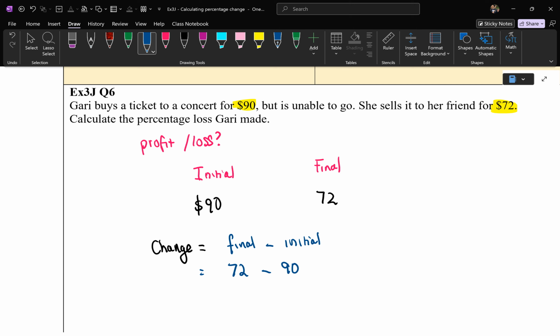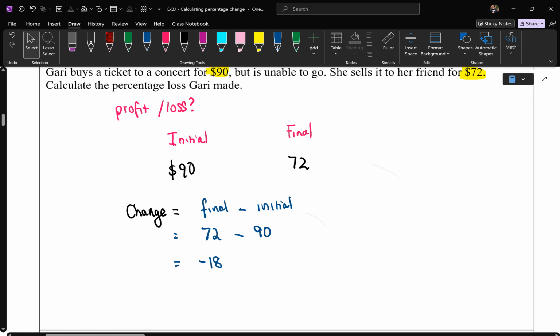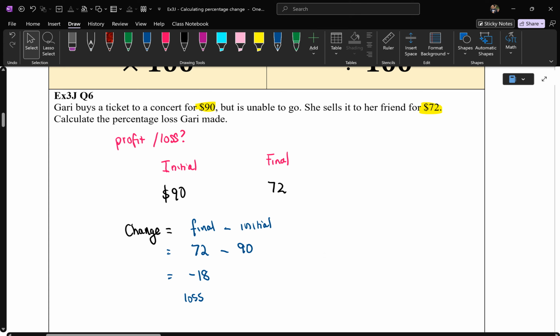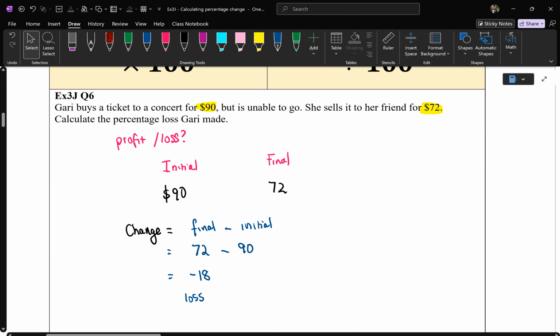Not the other way around, because if you do 90 take away 72, it's positive 18. Unless you have some logic, then you already know that's a loss. But when you're doing accounting, for example, there are a lot of profits and losses coming in and out. If you don't have the signs proper and in a particular order, you can get confused whether you're gaining or losing. So 72 take away 90 gives you negative 18, and the negative represents a loss. Now that you know you've got a loss, the question is not asking how much you lost, but what is the percentage of the loss?